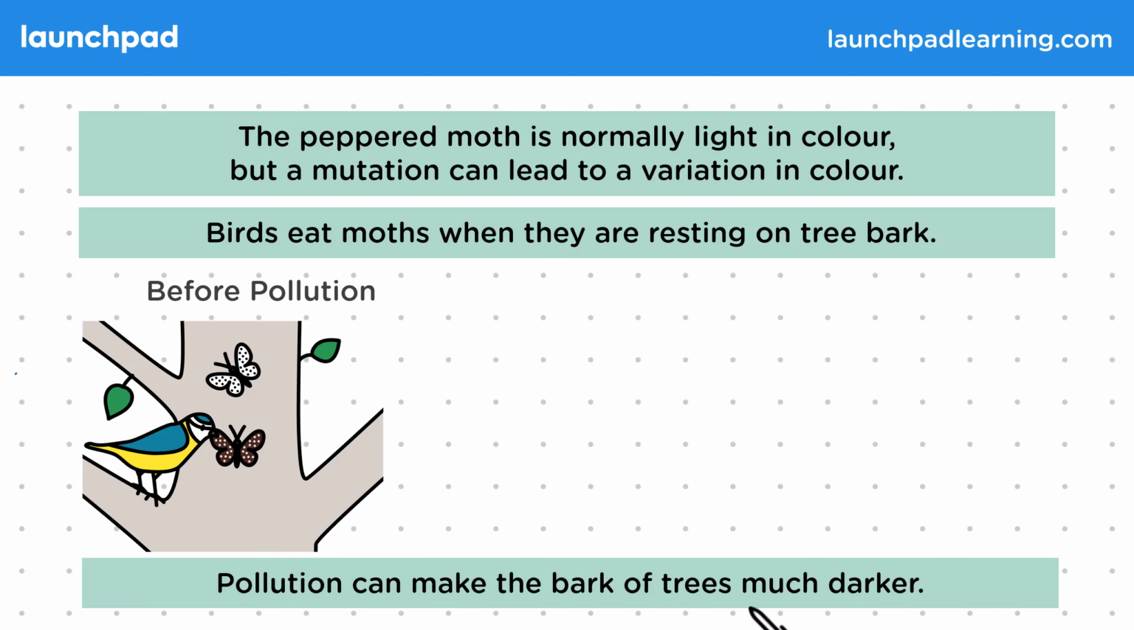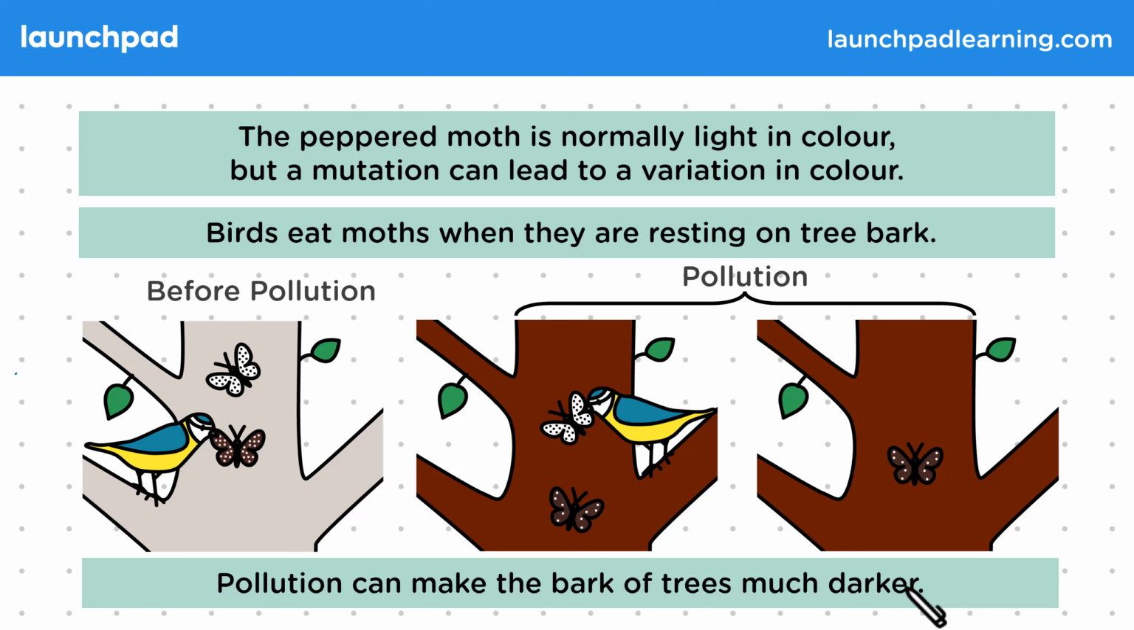Pollution can make the bark of trees much darker. This time, the darker peppered moths are much more camouflaged against the tree bark. Now, the lighter peppered moths are going to be predated by birds because they're much easier to spot. Therefore, we end up with a population only consisting of dark moths due to the process of natural selection.